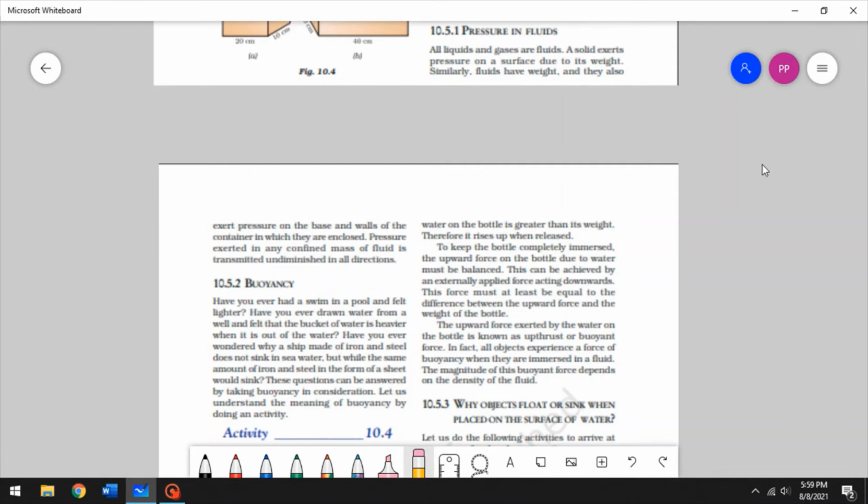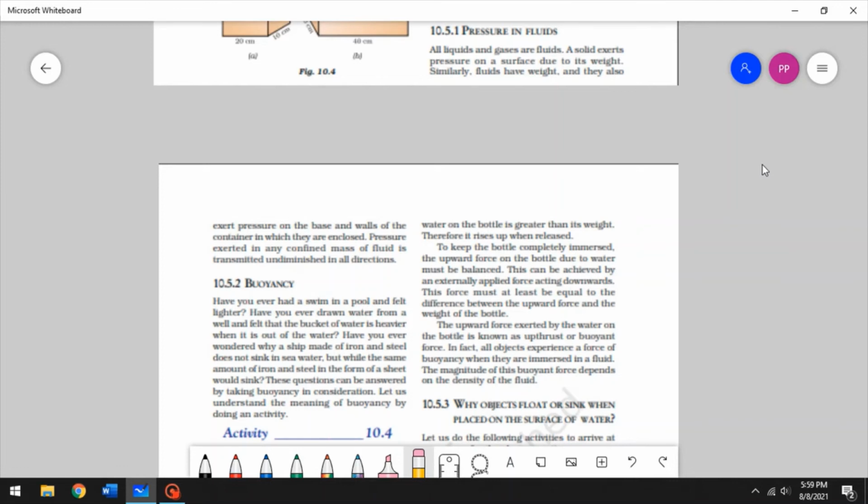Alright, so now we're talking about buoyancy. Have you ever had a swim in a pool and felt lighter? Have you ever drawn water from a well and felt that the bucket of water is heavier when it was out of the water than when it is inside? Right, that happens. Even when you're bathing, if you put the mug inside the water, inside the tub or bucket of water, and you're lifting it to the surface of the water, it would be lighter than once you remove that mug out of the water and into the air, right?